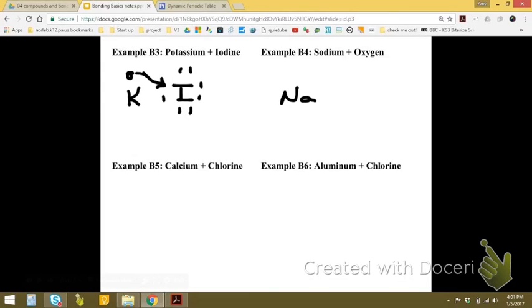Sodium and oxygen. Oxygen has 6 valence electrons if you look at our chart. So it needs 2 more electrons to be full. Sodium, unfortunately, only has 1 to give. So we need 2 sodium atoms in order to satisfy oxygen's needs.